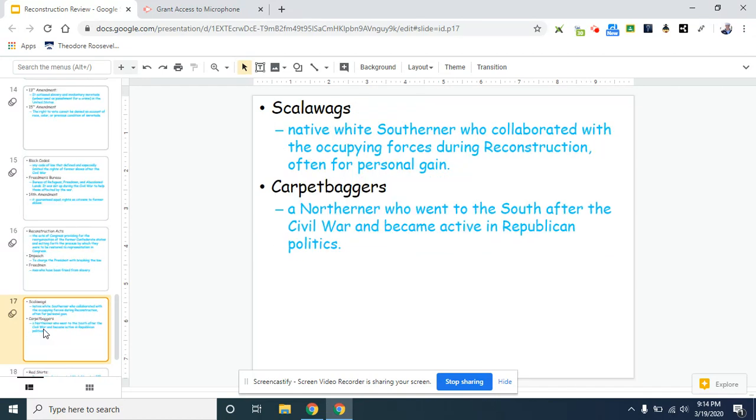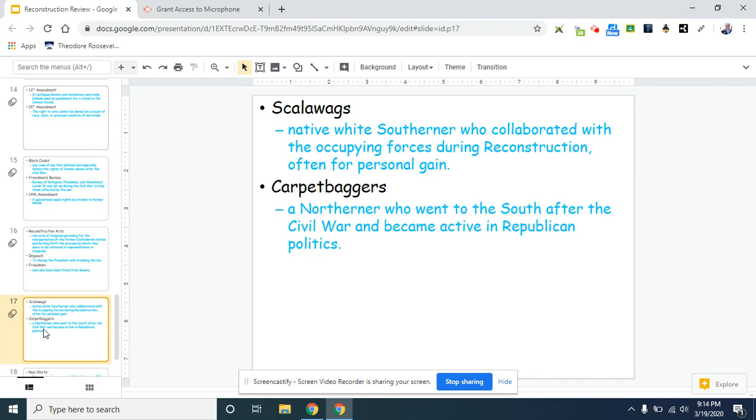No. Scalawags. These were native white Southerners who collaborated with the occupying forces during Reconstruction, often for personal gain. So in other words, think about like snitches get stitches. All right. They were like, well, the Union Army is probably going to win anyway, so we're just going to turn on our neighbors and be tattletales so that we get good favor with the Union Army, and then we're going to make money and be taken care of and so on. So snitches get stitches type stuff. They were snitches.